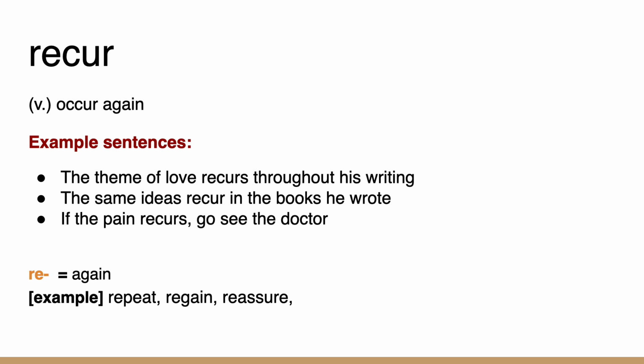For example, here we have some words like repeat. Repeat is to say something again. It starts with re, re. And also reassure. Assure is to remove the doubt that someone might have. So reassure is to remove the doubt again and again. And our keyword here, recur, is occur again, right? It starts with re, re, and it means again. So I recommend you memorize this root, re, so that in the future when you see words starting with re, you will know.